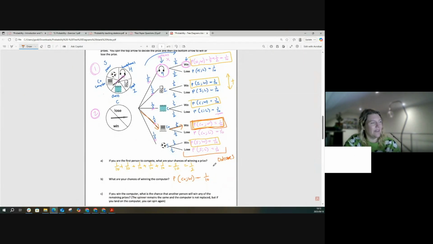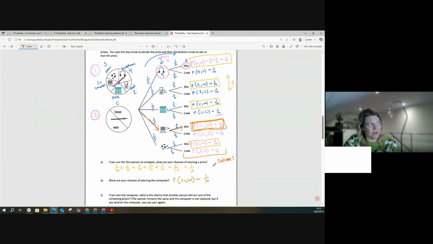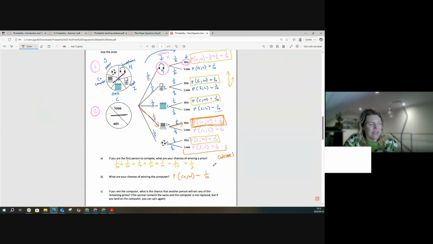Okay, last question on this one. If you win the computer, what is the chance that another person will win any one of the remaining prizes? The spinner remains the same and the computer is not replaced, but if you land on the computer, you can spin again.